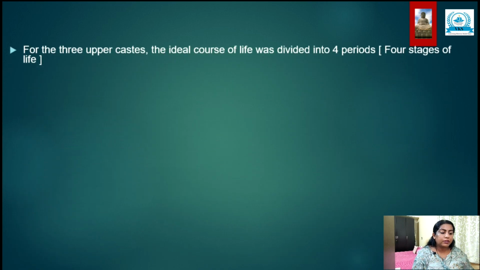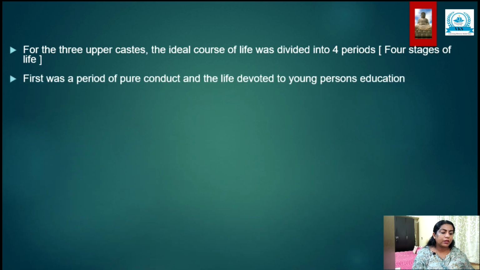For the three upper castes, the ideal course of life was divided into four periods. So regarding the three upper castes, that is Brahmana, Kshatriya and Vaishyas, the ideal course of life was divided into four periods or the four stages of life. First was a period of pure conduct and the life devoted to a young person's education. We call it the Brahmacharya stage. That was a period of pure conduct and the life devoted to a young person's education.